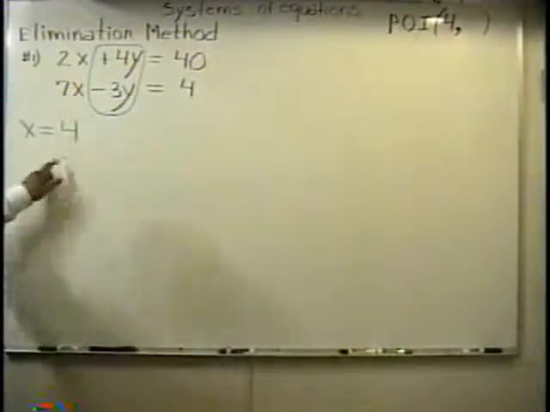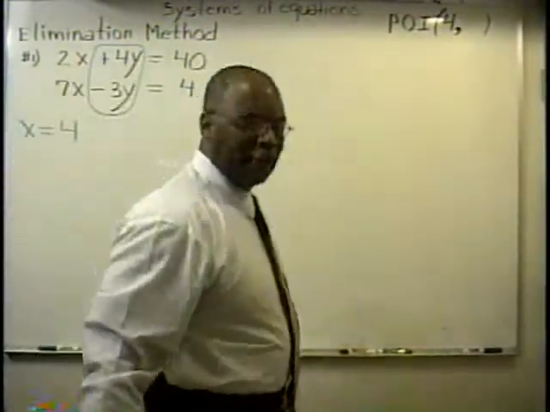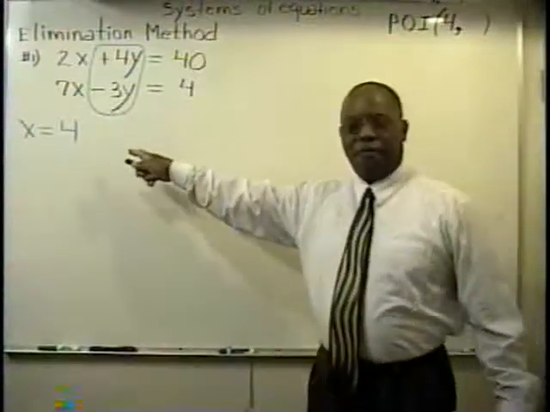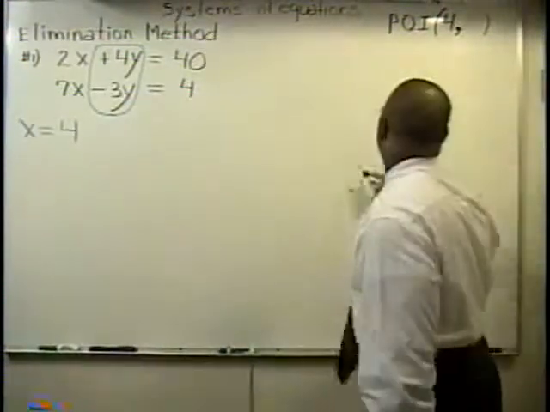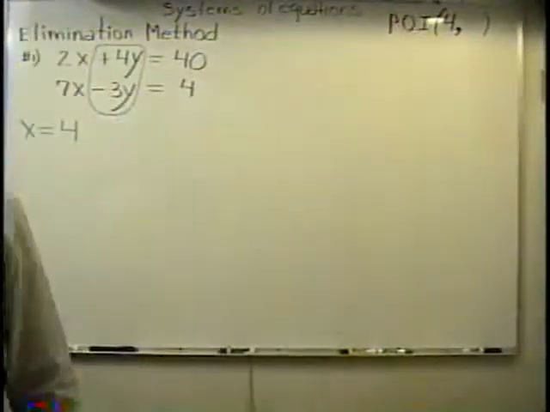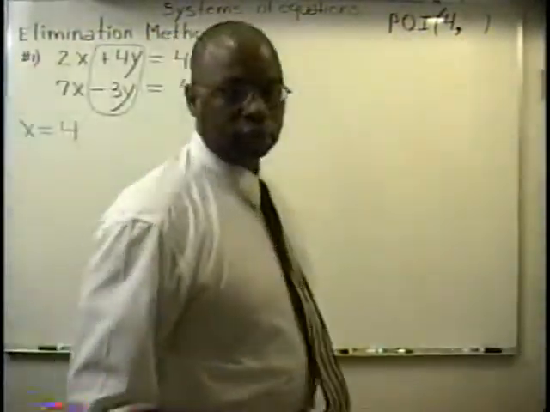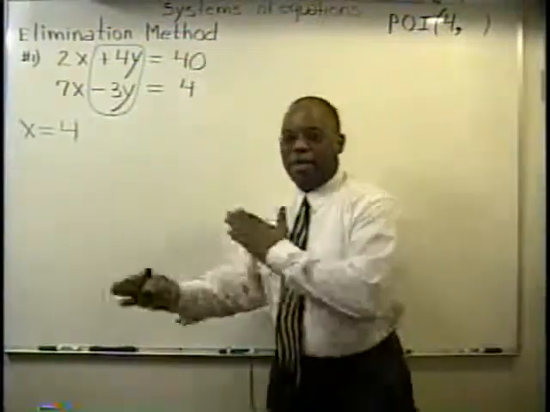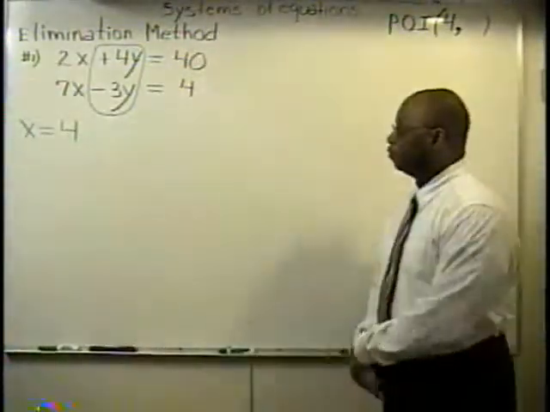We found out that x is equal to 4. What do I do now? Based on what we did with the substitution methods, once I found a value of one of the coordinates in the point, what am I going to do now? How am I going to use that? What is the next step in our process?